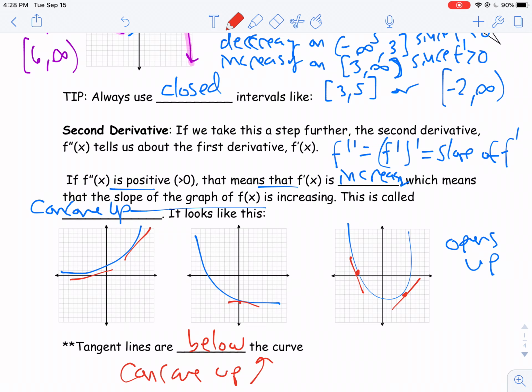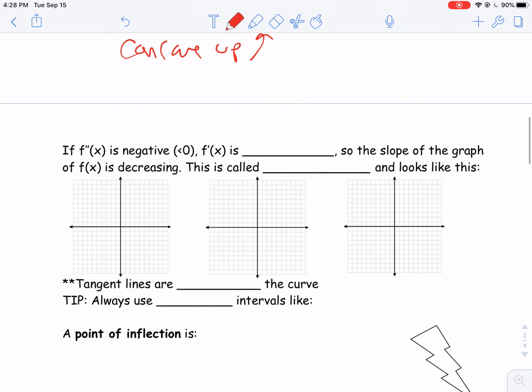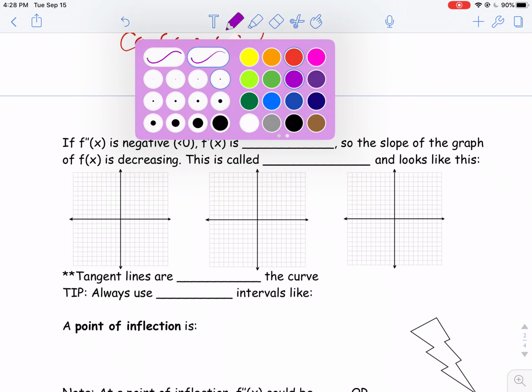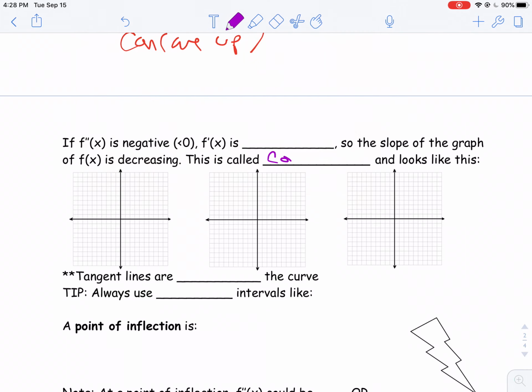Okay, so that was concave up. Now the next thing we're going to talk about, of course, is concave down. Concave down is what happens when my second derivative is negative. And that means that my first derivative is decreasing. Again, the first derivative being the slope of the graph, my f prime is decreasing, so my slope is getting smaller.